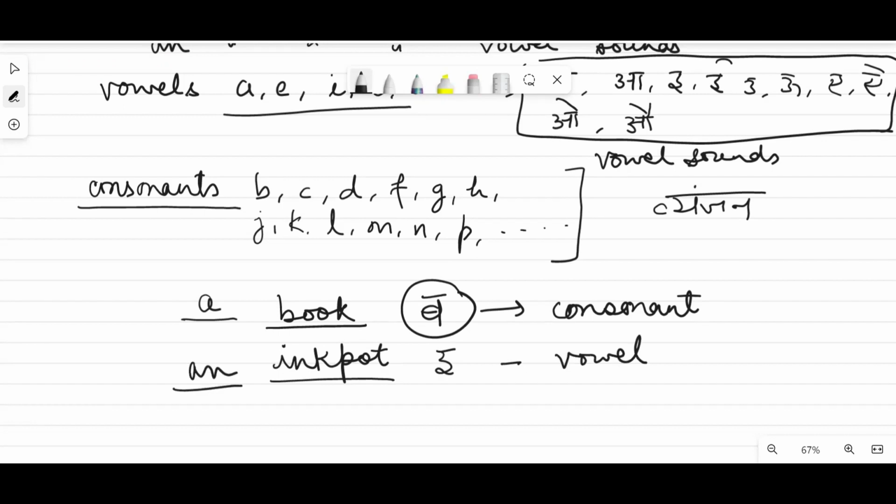Ma'am, do we need to write a book and an inkpot also? No, these are just examples, beta. I'm giving you some examples to understand it better. Though we have already discussed it, but now I want you to make certain notes so that whenever the topic is done, you can always revise it. Right?